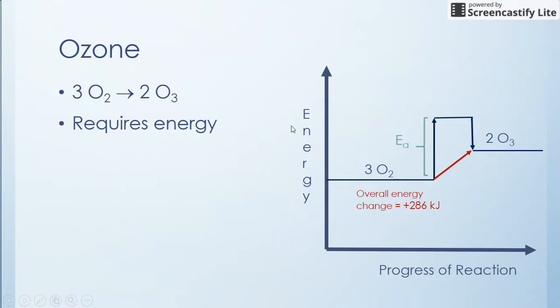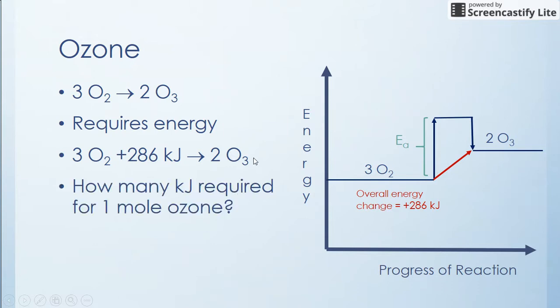If you want to see an endothermic one, here's ozone. How you make ozone: ozone happens through energy coming in the atmosphere. Lightning or something will make ozone from oxygen. So oxygen needs to go up to make ozone. You need to put energy in, and it turns out that it's 286 kilojoules to get from here to there.